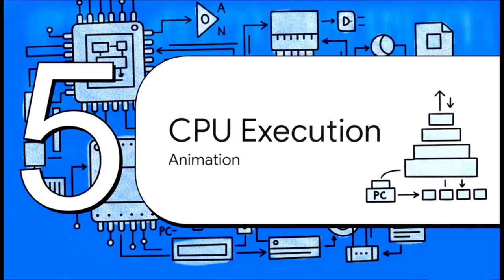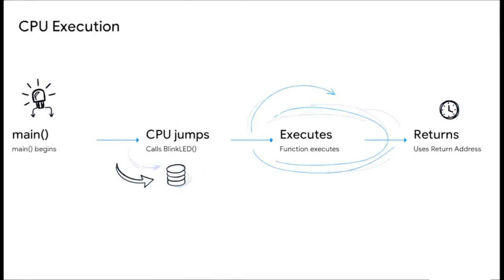Let's dive under the hood for Part 5, inside the CPU execution. Let's really slow down and trace this dynamic execution journey. Step 1, the CPU is just cruising along, executing your main loop line by line. But when it hits a function call, like blink LED, it literally has to drop everything and jump its program counter to a completely different part of memory where that specific function lives. That's step 2. But how does it know how to get back?